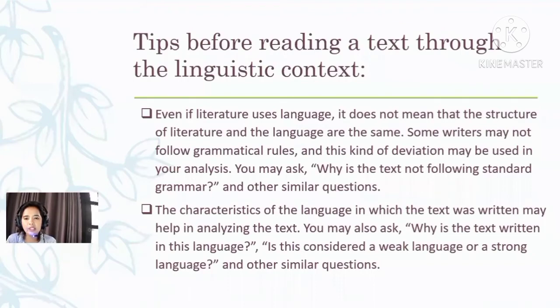And for the tips before reading a text through the linguistic context, even if literature uses language, it doesn't mean that the structure of literature and the language are the same. Some writers may not follow grammatical rules, and this kind of deviation may be used in your analysis. You may ask, why is a text not following standard grammar, and other similar questions. In the other books, they say that if the writers deviate from the grammatical rules, it's still acceptable because they do have what we call poetic license.